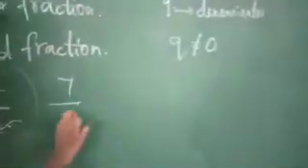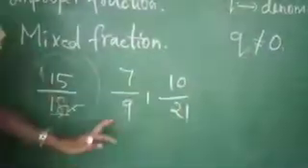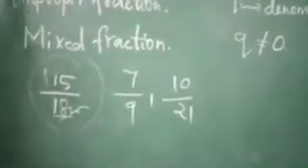Can we see some more examples? 7 by 9, 10 by 21. Like this, see here the denominator numbers are greater than the numerator. So these types of fractions are known as proper fractions.